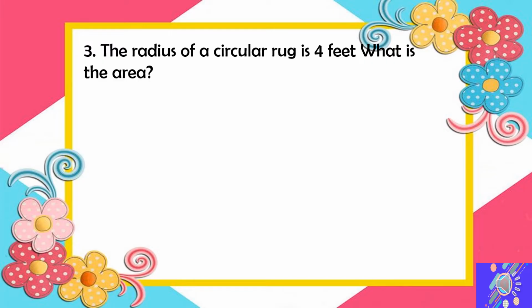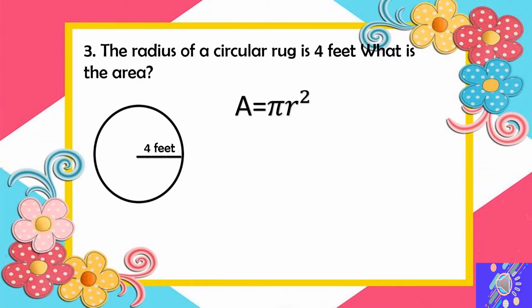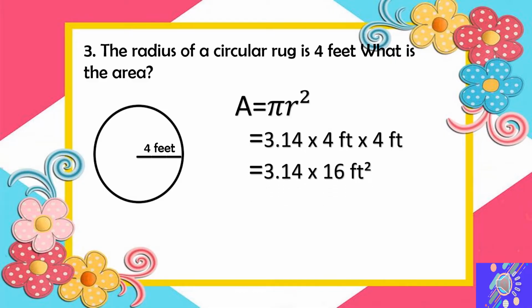Okay, so the given is radius. Let us take this as the circular rug. So the radius is 4 feet. Now what is the area? Again, we will be using A equals pi r squared. So that means 3.14 times 4 feet times 4 feet. And then we have 3.14 times 16 square feet.